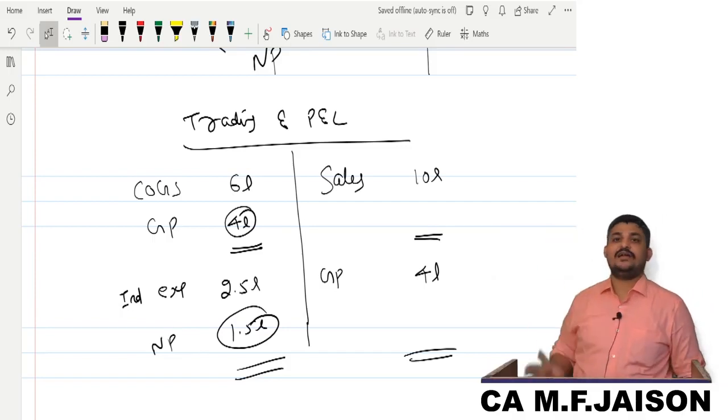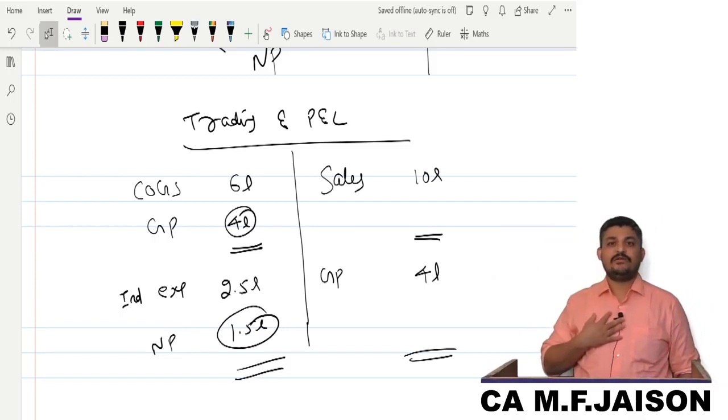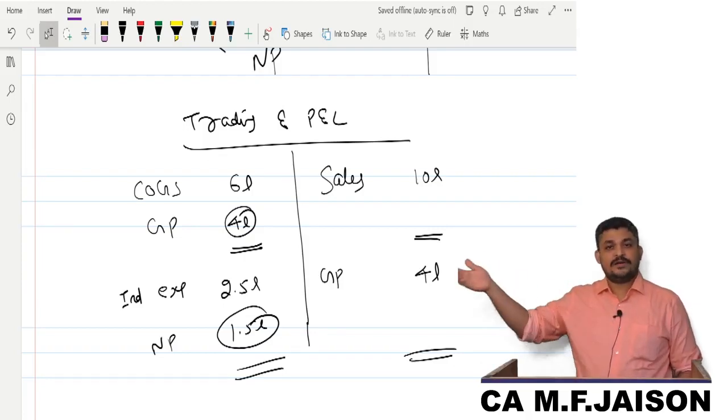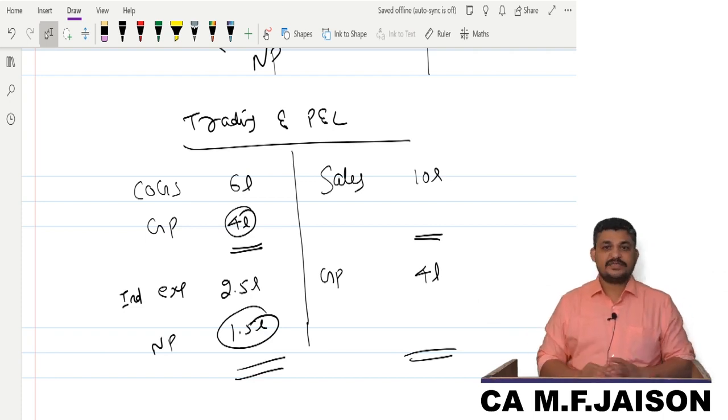If the fire did not happen, what would I have earned? 4 lakhs or 1.5 lakhs? How much would I have taken home? 1.5 lakhs. Because of the fire, I didn't do business. Now I would have lost only 1.5.